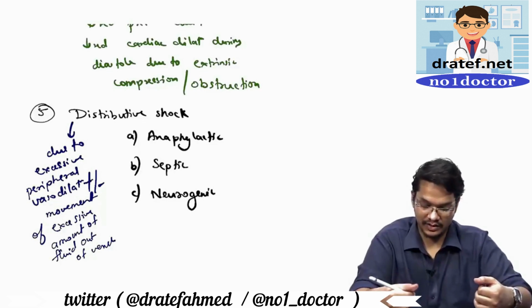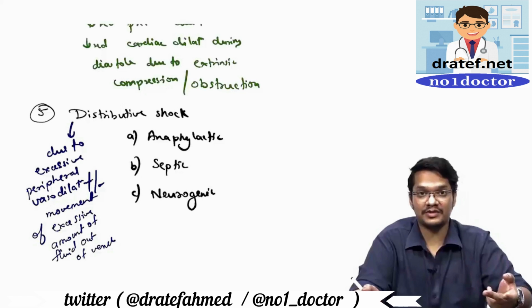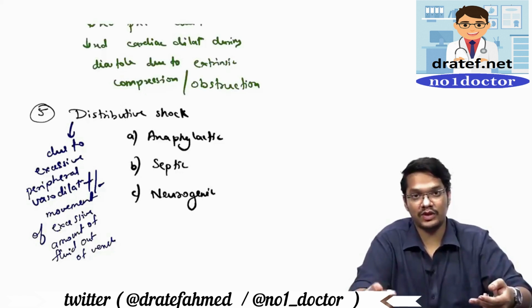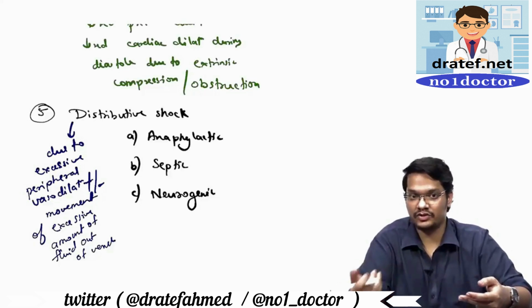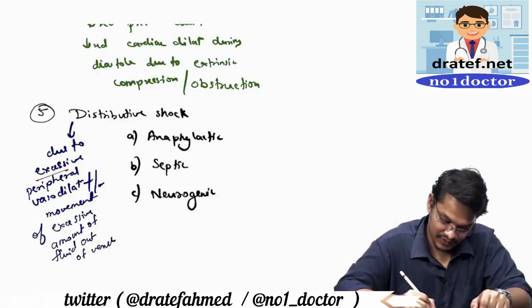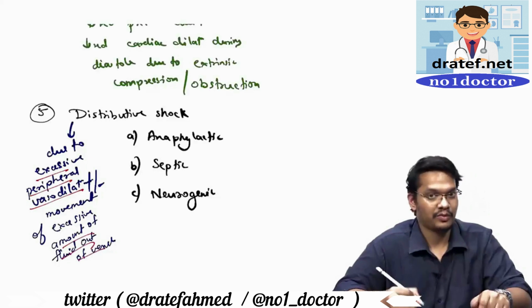Apart from that, excessive amount of fluid moving out of the vessels may or may not be present. It will be present in anaphylactic shock, it will be present in septic shock. As I told you, both of them have excessive tissue edema, but it is usually not present in neurogenic shock. So the first thing, excessive peripheral vasodilation, is present in all three, and this may or may not be present.